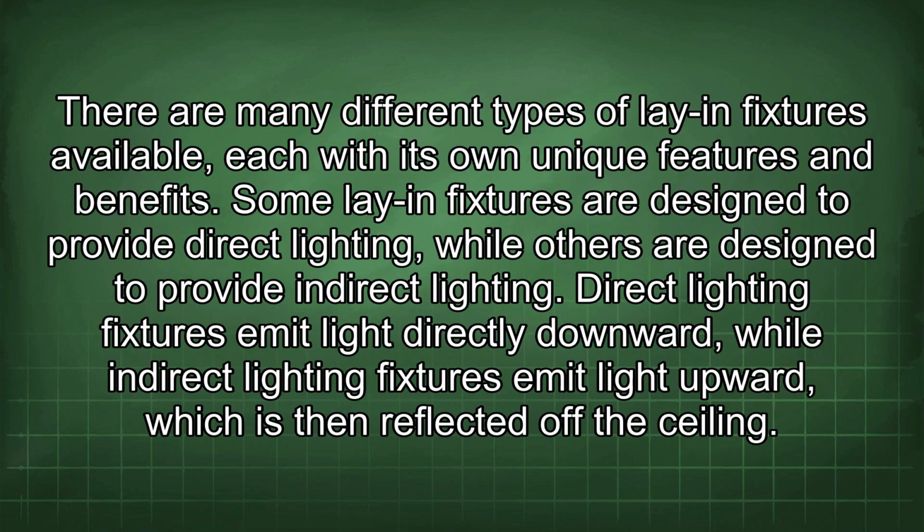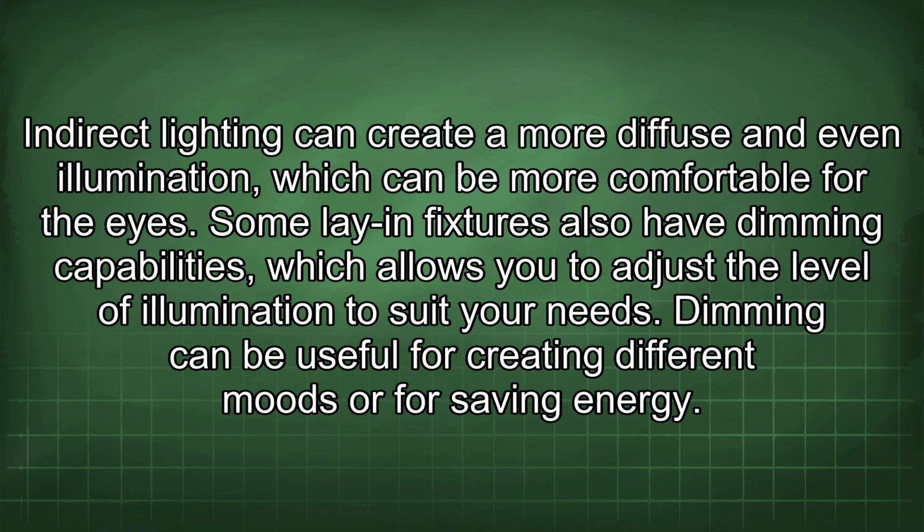There are many different types of lay-in fixtures available, each with its own unique features and benefits. Some lay-in fixtures are designed to provide direct lighting, while others are designed to provide indirect lighting. Direct lighting fixtures emit light directly downward, while indirect lighting fixtures emit light upward, which is then reflected off the ceiling. Indirect lighting can create a more diffuse and even illumination, which can be more comfortable for the eyes.